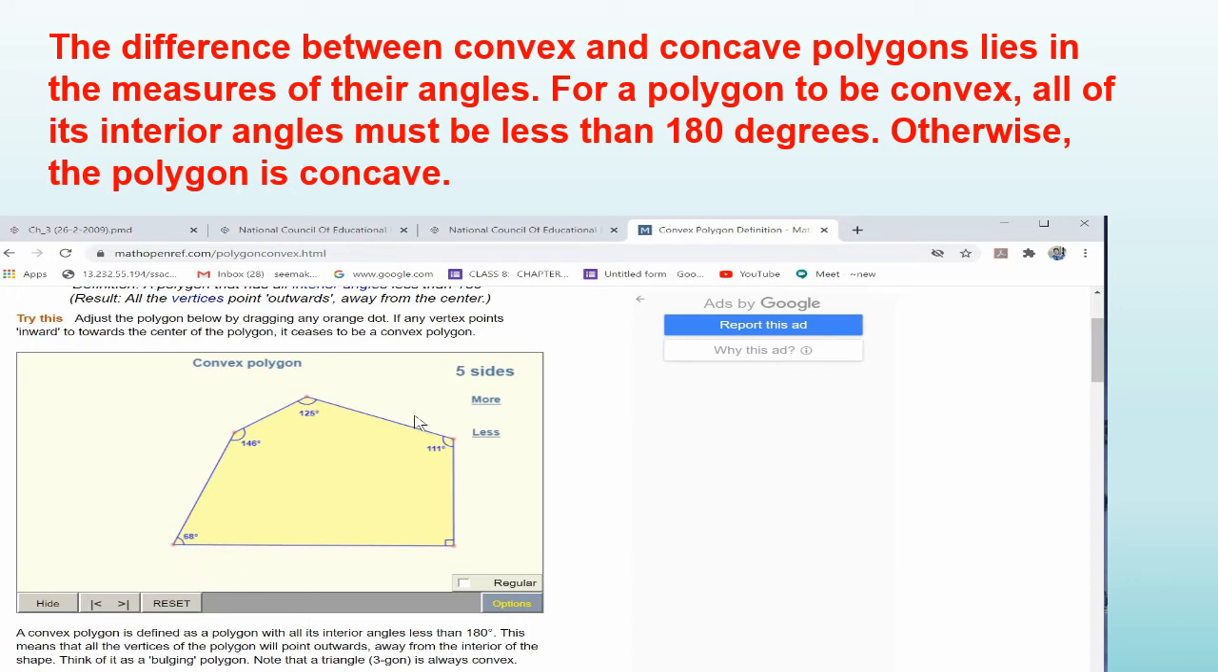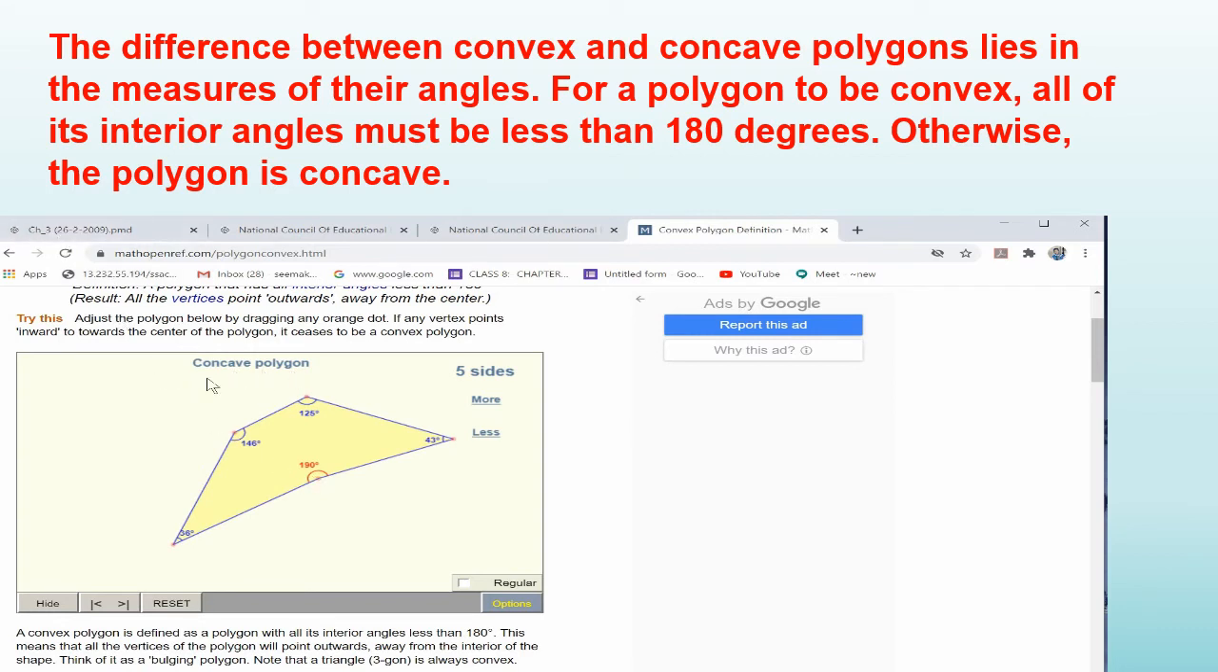Once any vertex point inverts towards the center of the polygon, then it ceases to be convex. See here, it is going inward. See, it is going inward, here outward. This is inward, this is outward. Outward means convex. Convex means less than 180 degrees. When it is inward towards the center, then it is not convex, it is concave.